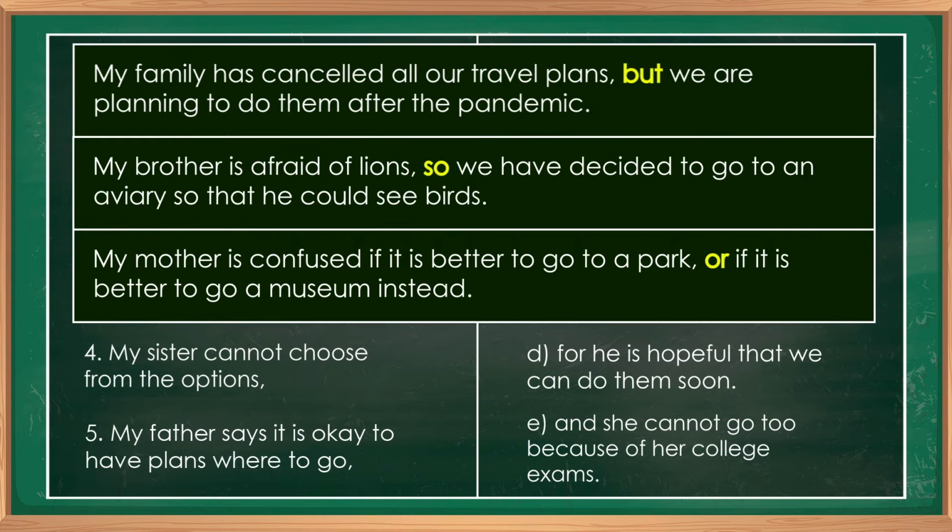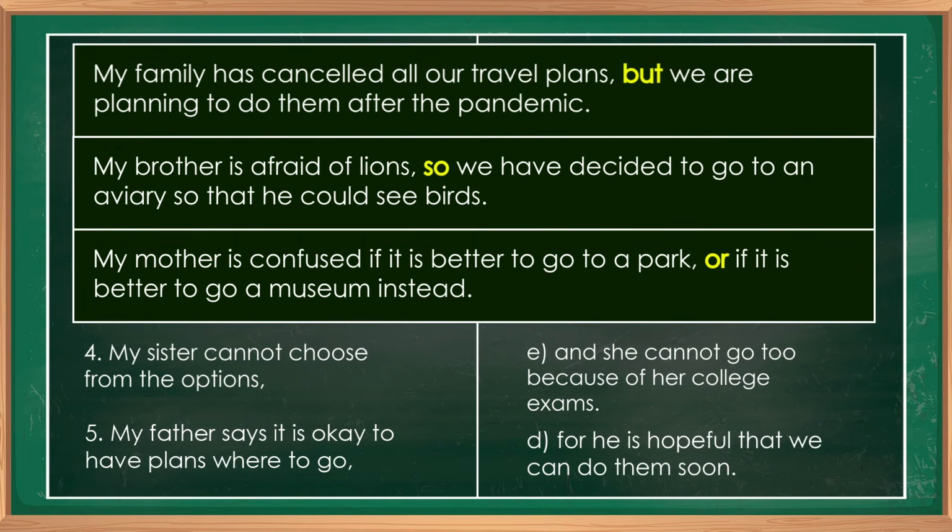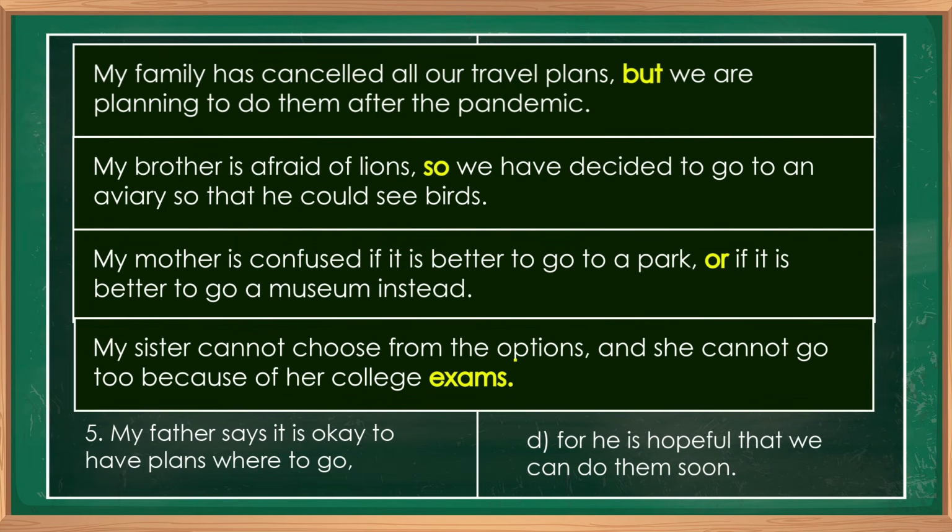For number 4, the answer is letter E. The sentence that will be created is, my sister cannot choose from the options, and she cannot go because of her college exams. Take note of the word exams. If you could remember, it is an example of a clipped word. The original word for it is examinations. Letter E gives the most probable ending among all the choices in column B, for it connects similar ideas explaining why the sister cannot join the family.